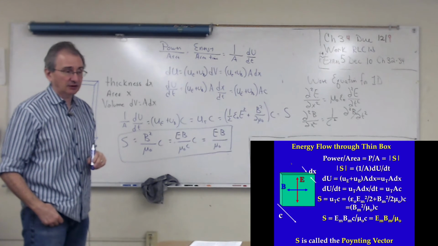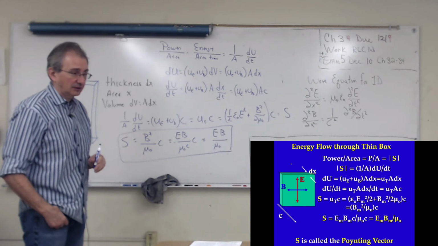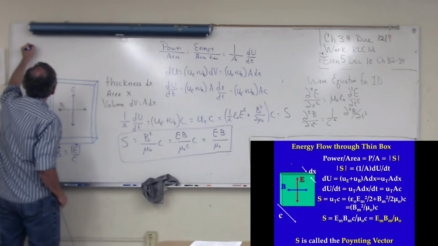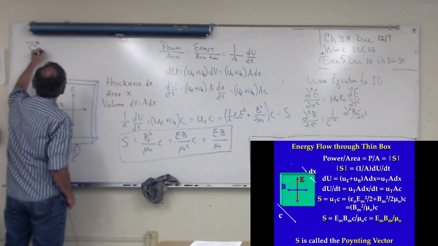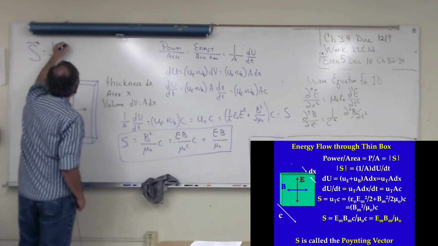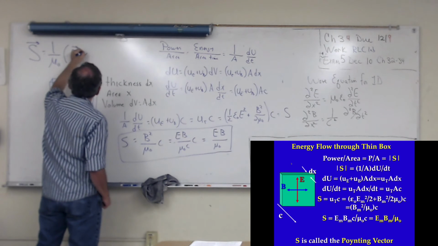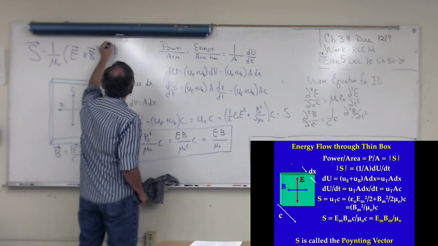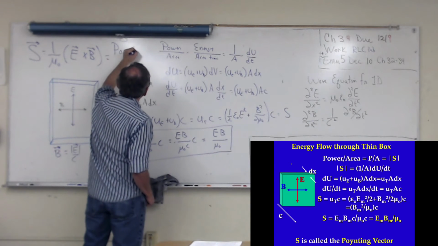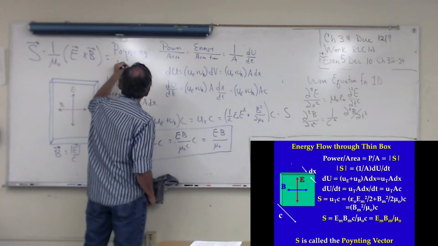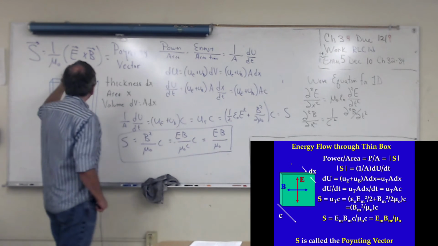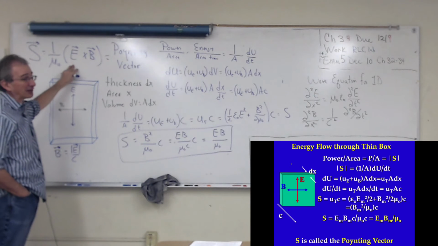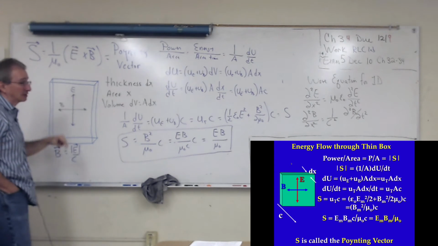I can define a vector that represents the flow of energy. I'm going to define it this way. We call it a Poynting vector. This is going to represent the energy flow per unit area per unit time, and it tells you the direction in which the energy is flowing, because this indicates the direction of travel of the wave.